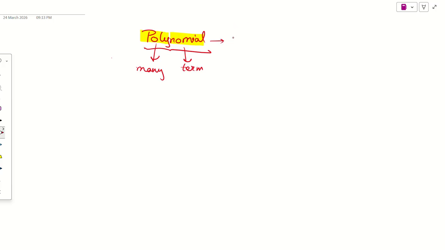A polynomial is just an expression. What do you understand by expression? Do you know the meaning of expression? If I write 2x plus 5, here x is your variable, 2 is your coefficient of x, and 5 is your constant here.